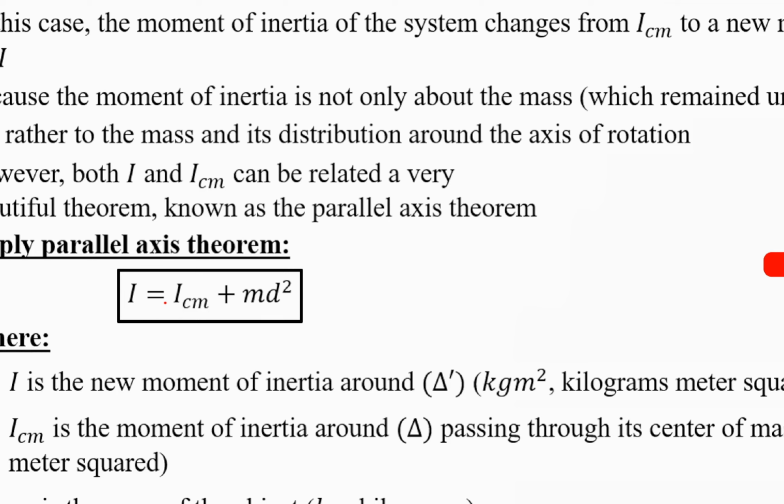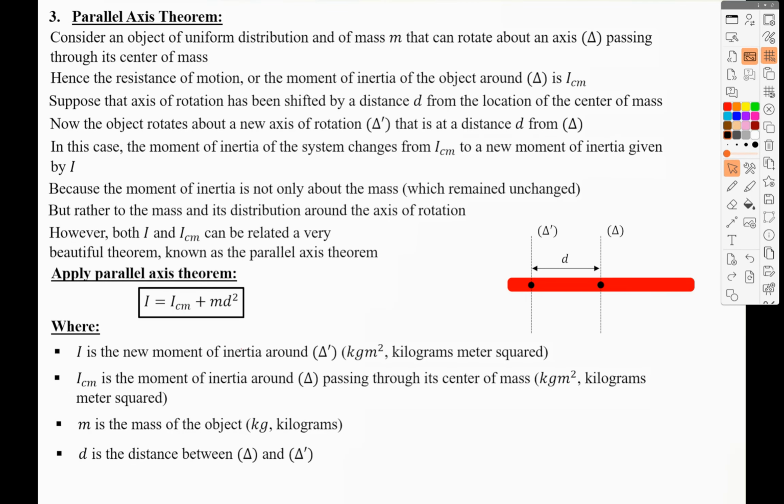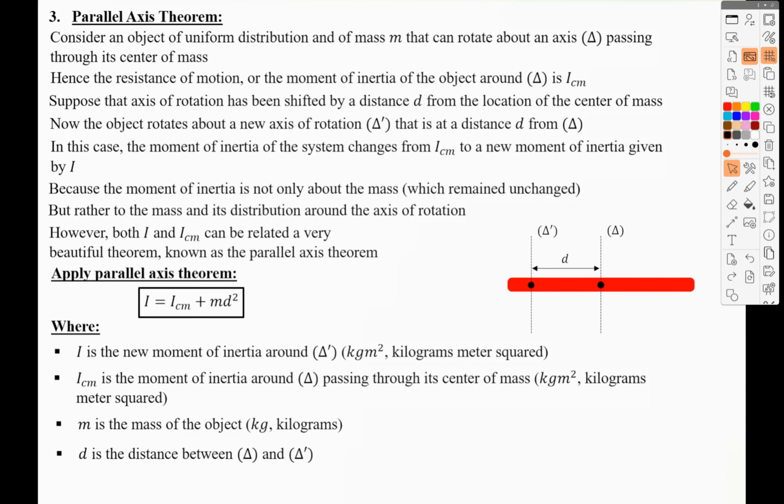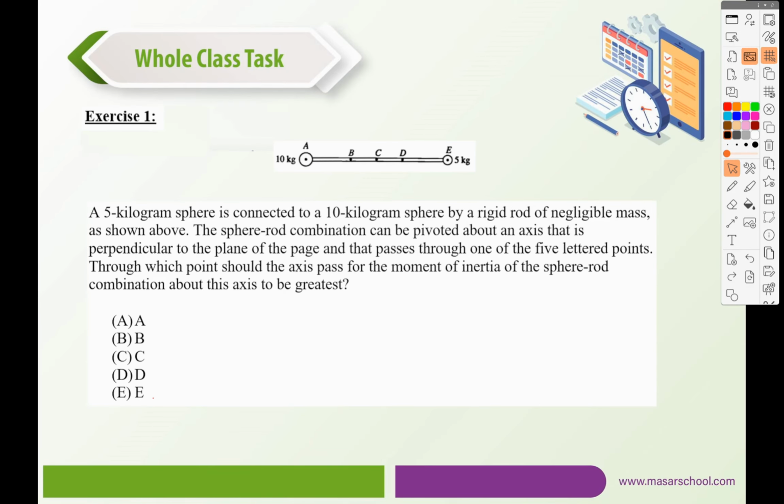So remember that the center of mass term plus this factor gives us the new moment of inertia. Recall that always and forever the unit of I is kilogram meter square. And now we can start solving the exercises for the rest of the video.